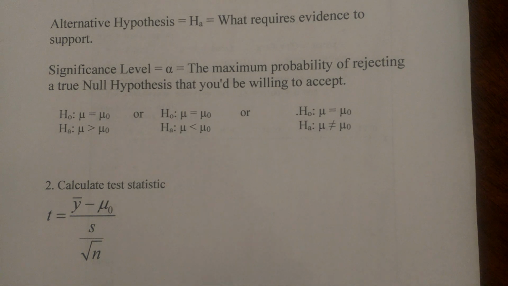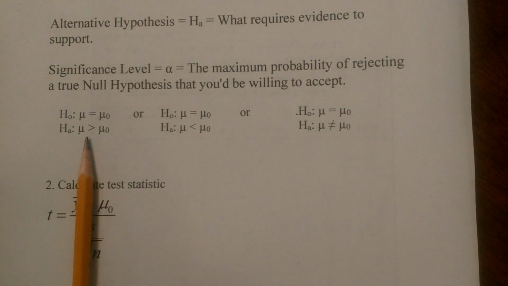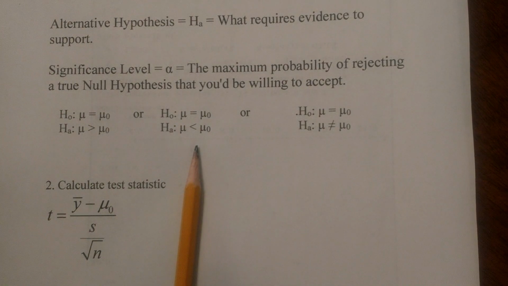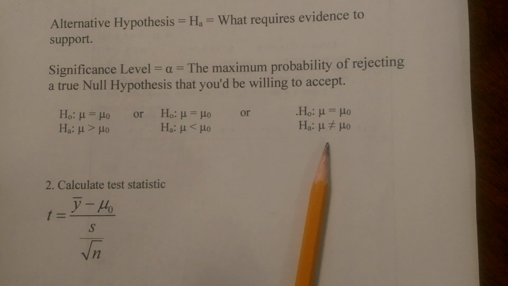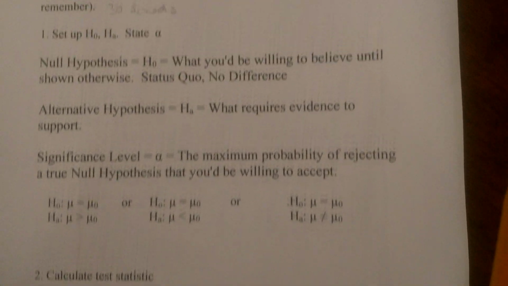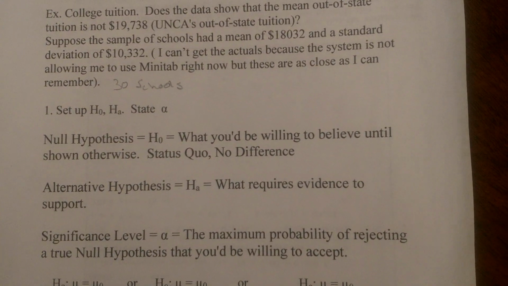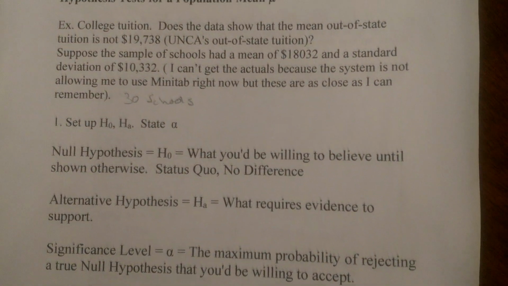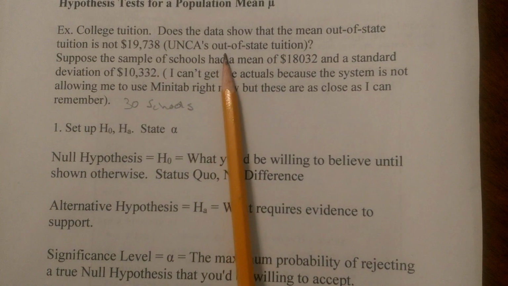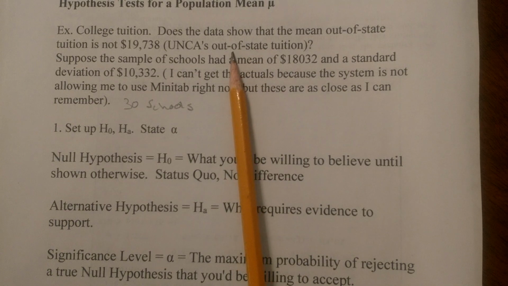It turns out that there are 3 basic setups that you can have for your null and your alternative. You can have the less than alternative, the greater than alternative, or the not equal alternative. And you can get these from the wording of the question. In this question, it's phrased: does the data show that the mean out-of-state tuition is not 19,738?